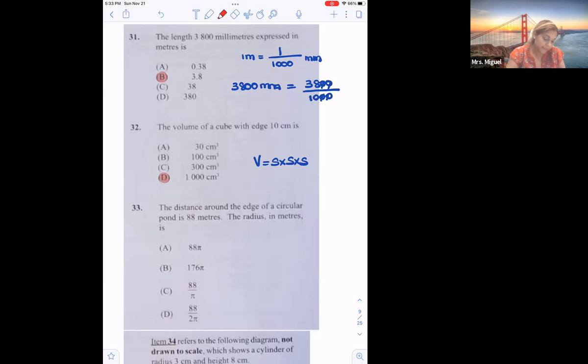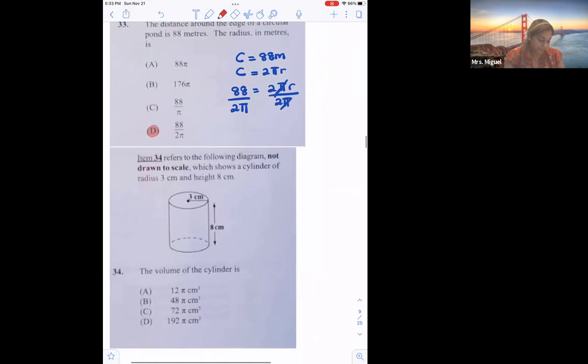1,000. The distance around a circular pond, so circumference is 88 meters. Circumference is 2 pi r. So the circumference is 88. We want to find the radius, so we divide both sides by 2 pi. The radius is 88 over 2 pi. Sometimes they reduce it to 44 over pi. So you will have to read the question carefully.